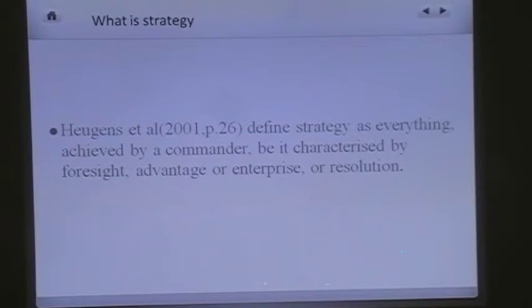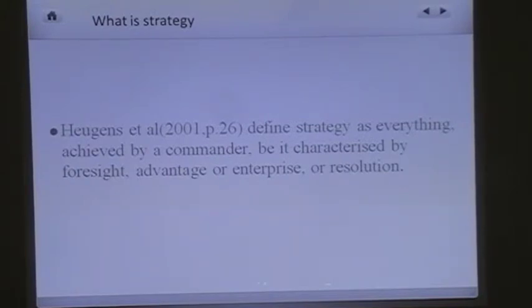Let's look at what is strategy. Now, according to Huygens, this term strategy is defined as everything which is achieved by a commander, and it is basically characterized by a foresight, advantage, or an enterprise or a resolution. Now let's look at this definition in a bit more detail.